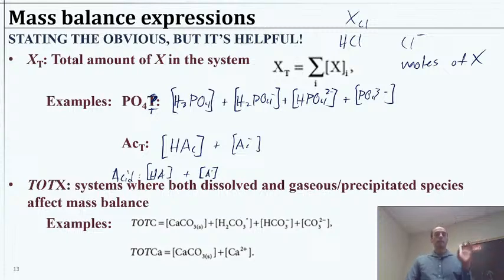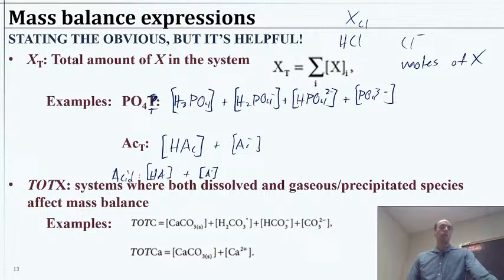And this is a little more relevant in cases where we might have some other phase involved. So that's kind of typically when we use it. It's the same concept, right? The conservation of mass. But we'll say that this is where both dissolved and gas or precipitated species are affecting the mass balance. So we might say total C, for total carbon, would be calcium carbonate plus carbonic acid plus bicarbonate plus carbonate.